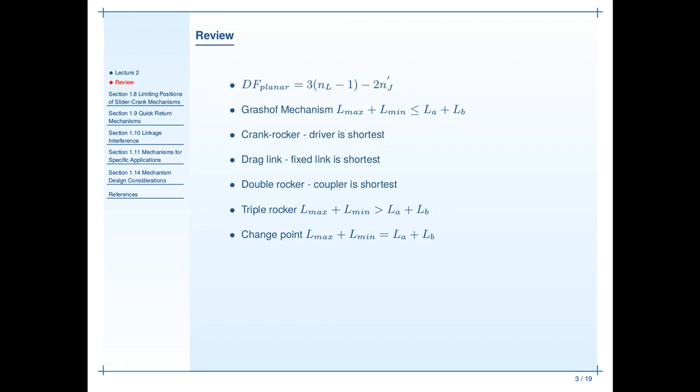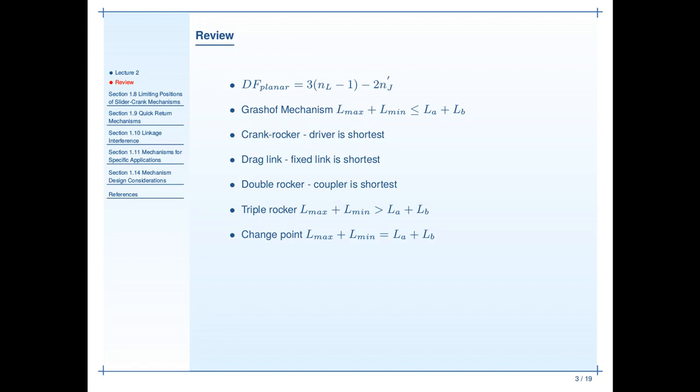So, to make that explicit, for a 1 degree of freedom mechanism, if we know the position of one link, we will be able to calculate or determine the positions of all of the other links. If we know the position and then the velocity of one link, we will be able to calculate the velocities of all of the other links.